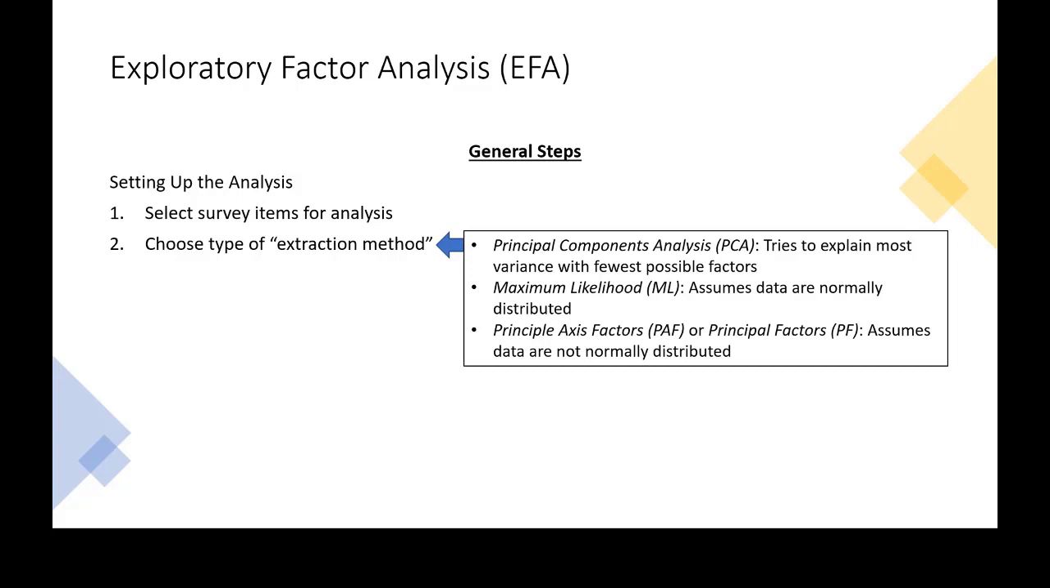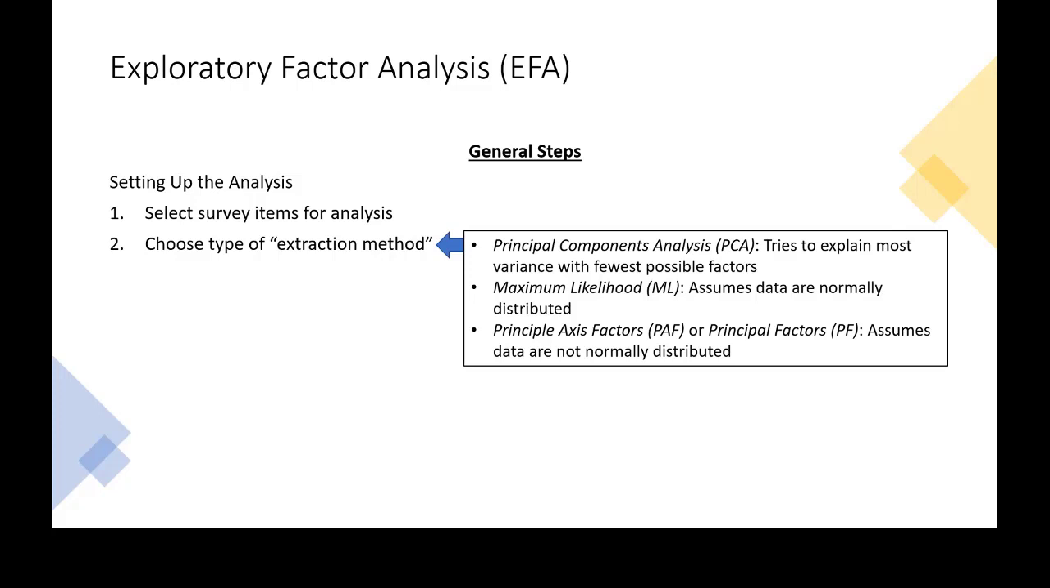The key difference between those two is what you're assuming about responses on your survey items. If you're doing maximum likelihood, it assumes that responses on your survey items are normally distributed, so that there's a clear mean and a reasonable amount of variability above and below the mean on each of those items, whereas principal factors assumes that's not the case.